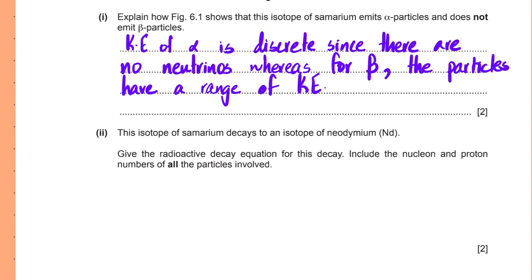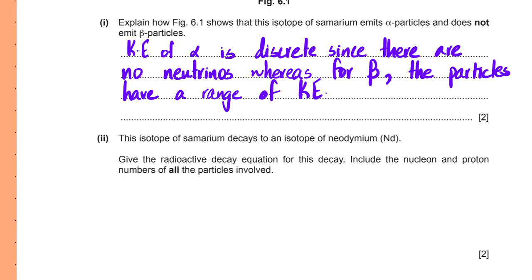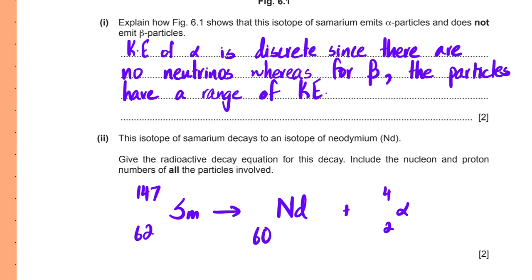The isotope of samarium decays to an isotope of neodymium. Give the radioactive decay equation for this decay and include the nucleon and proton number of all the particles involved. So samarium was 147 and 62. So Sm 147, 62 becomes neodymium and gives you alpha. Alpha is 4, 2. So you just use the conservation of proton and nucleon number. The proton number must decrease by 2, and the nucleon number must decrease by 4. So this becomes 143.